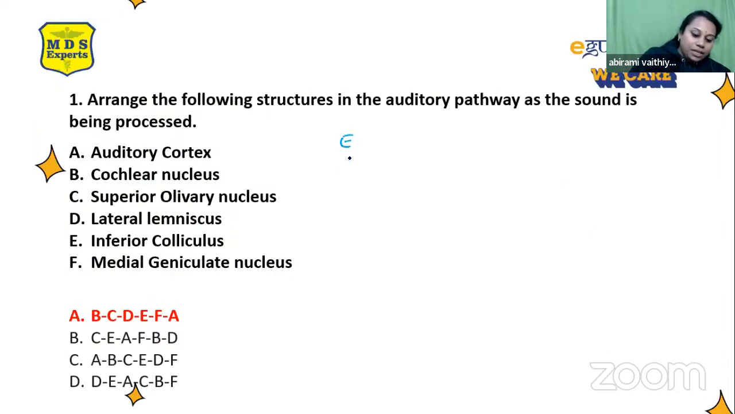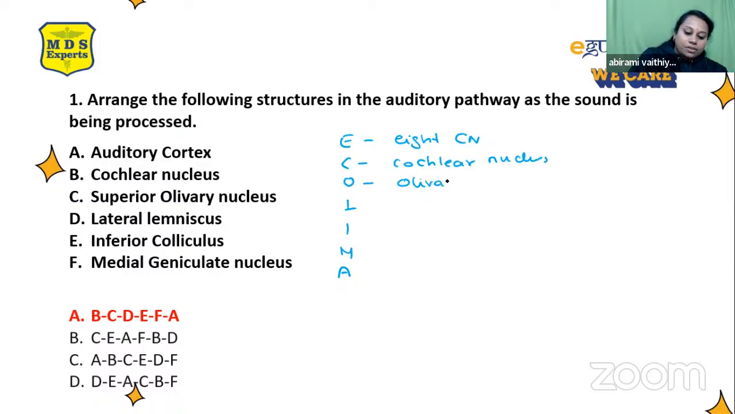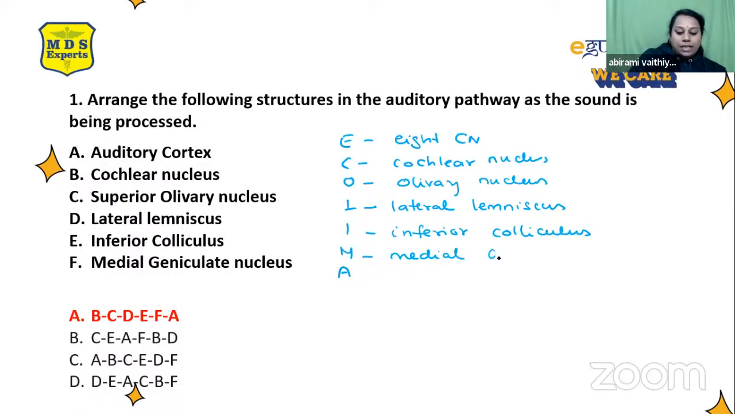So I'll write that E-co-le-ma. E for 8th cranial nerve, C for cochlear nucleus, O for olivary nucleus, L for lateral lemniscus, I for inferior colliculus, M for medial geniculate body, and A for auditory cortex.